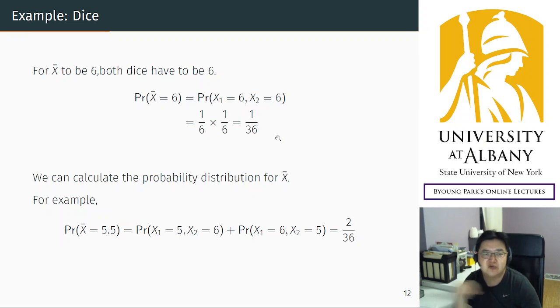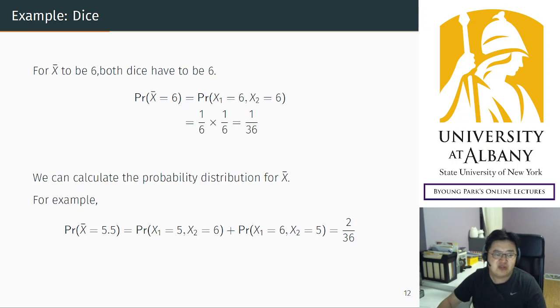Alternatively, you can write down all 36 possible outcomes. There are 6 by 6 different pairs of outcomes, and if you calculate the average of each of them, there is only one case which yields an average of 6. So 1 out of 36 cases satisfies the event. Therefore, the probability is 1 over 36.